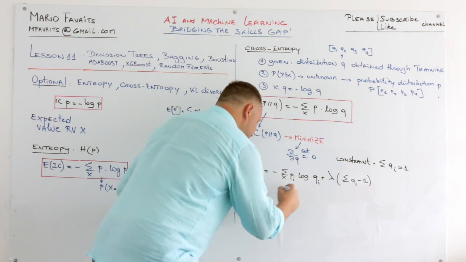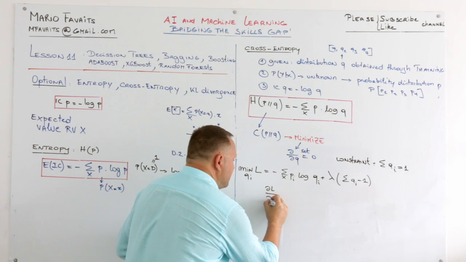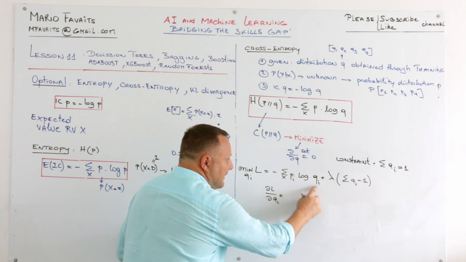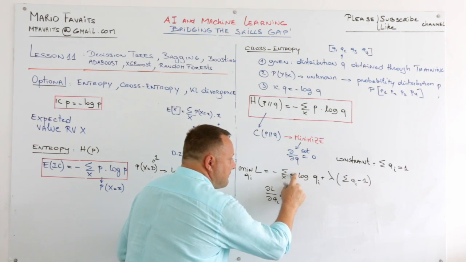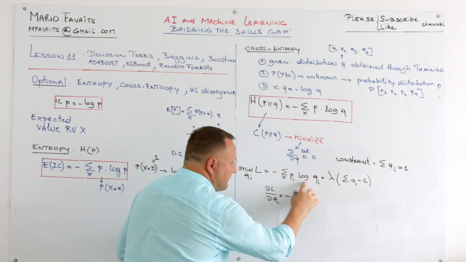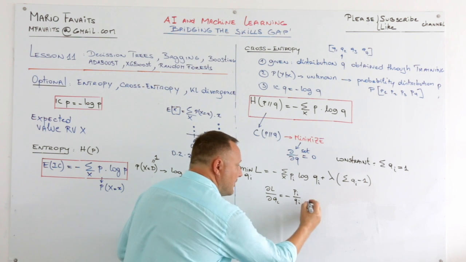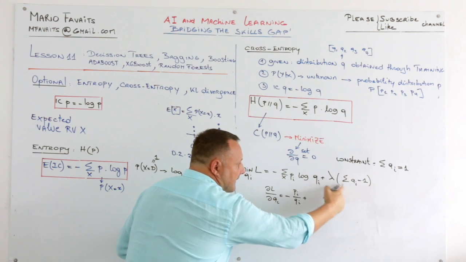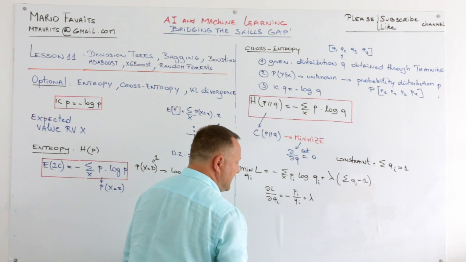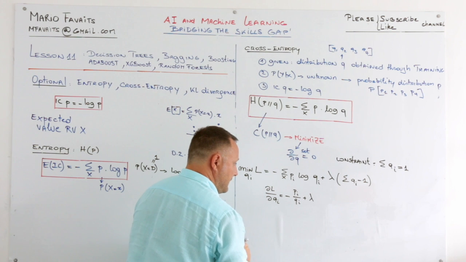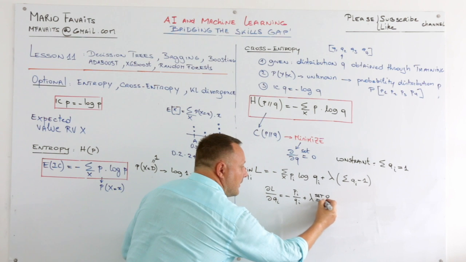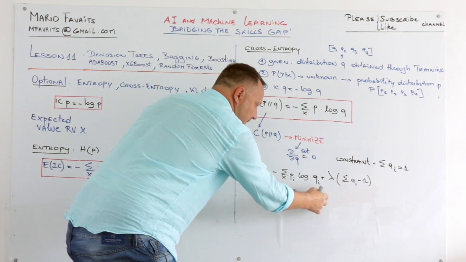So if we take the derivative of the Lagrangian with respect to qi, what we're going to be left with is that this is 1 over qi, and this is not dependent on qi. So we have minus pi, derivative of the log is 1 over qi, plus lambda, and this sum, this is 1, so it's going to be plus lambda. That's the derivative. And this we will set to 0.